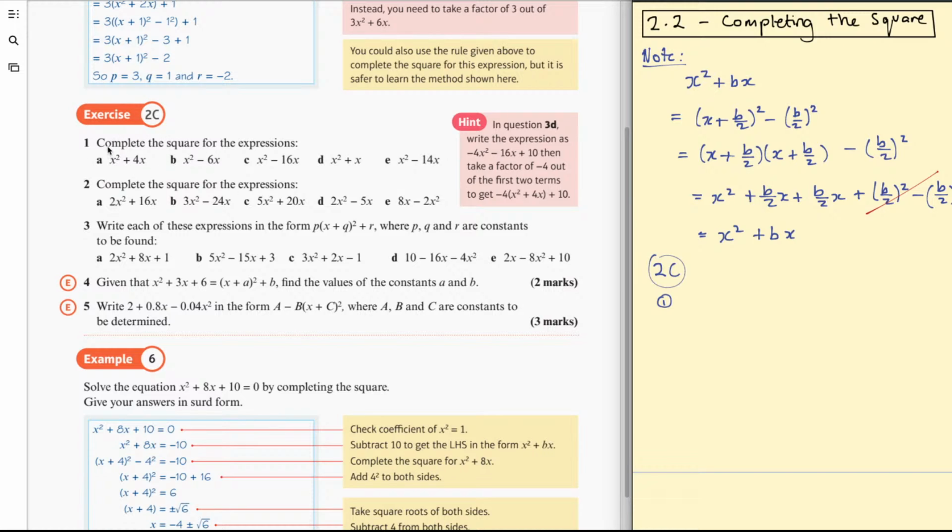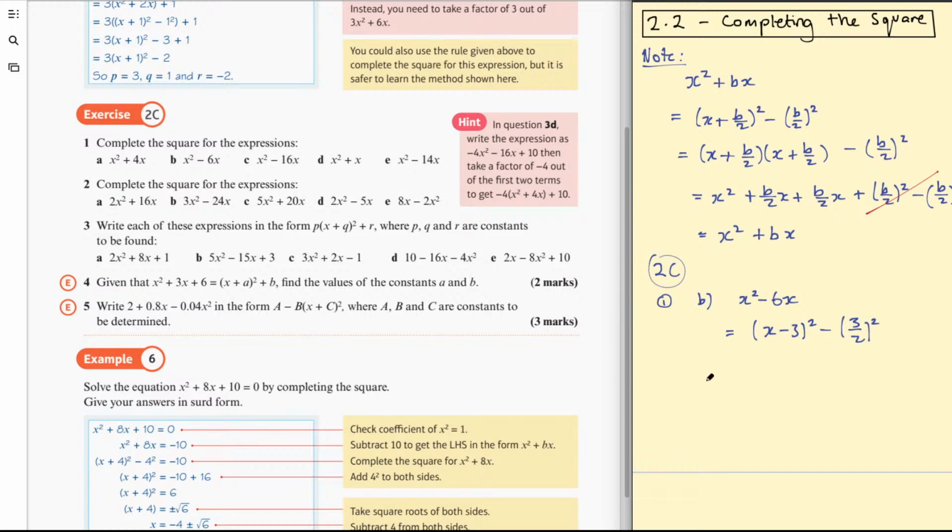Okay, so 1A, let's do B and D. So B, we've got x squared take 6x. We want to write this in terms of x plus b on 2 squared take b on 2 squared. In practice, what this looks like is halving the coefficient of x, so this will be x take 3 all squared, and then take 3 on 2 all squared. That's all we're doing here.